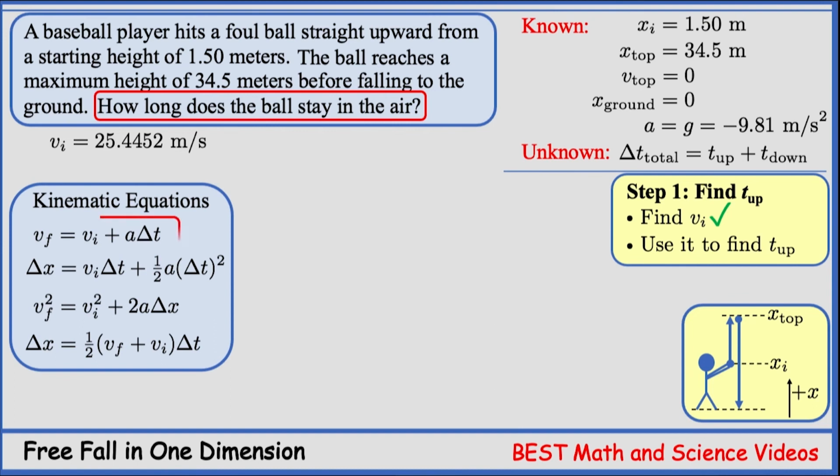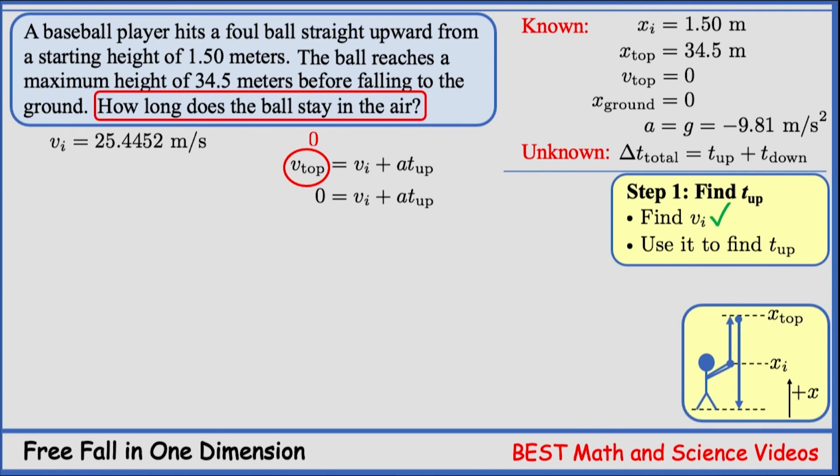We should use the first one. We know the final velocity and the initial velocity as the ball is rising. And we know the acceleration, so the time is the only unknown. So let's write this equation, replacing delta t with t up and replacing vf, the final velocity during this time, with v top. Here again we can simplify because we know that v top, the velocity at the top of the ball's path, is 0. So we can rewrite the simplified equation. And now rearrange it to solve for t up.